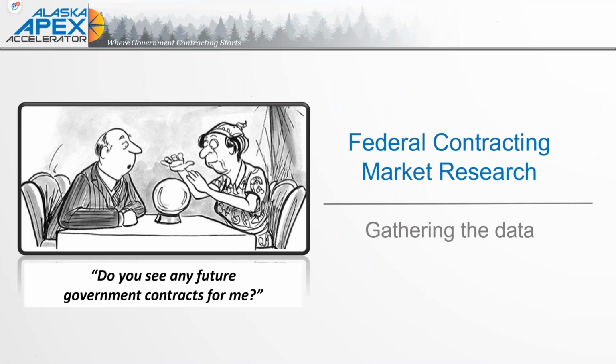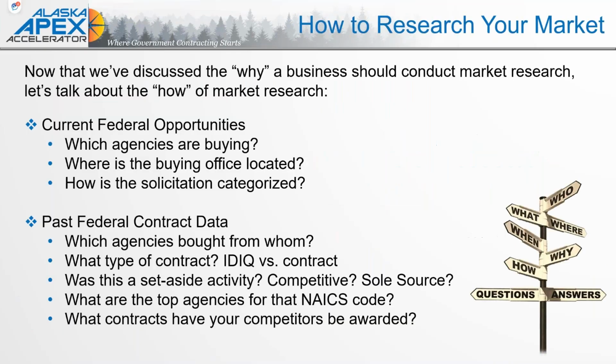which rolls us into gathering the market and gathering the data. And we're going to start with federal contracting market research. And as I mentioned towards the end, then we're going to talk about that state and local. All right. So how to research your market? I know, more slides and then 2 more slides, and then we are actually going to start digging into the databases. So now that we've discussed why, let's talk about how.